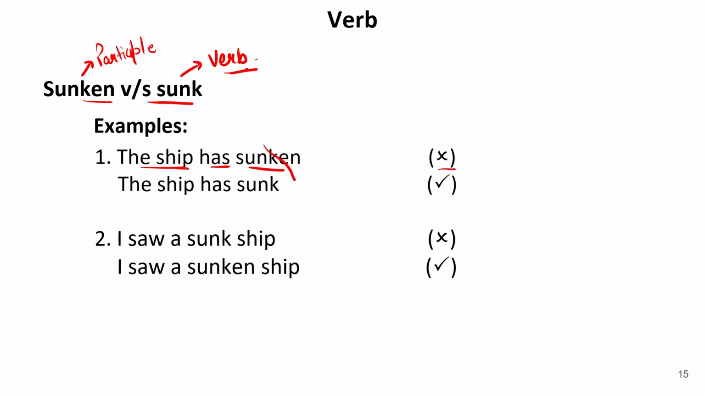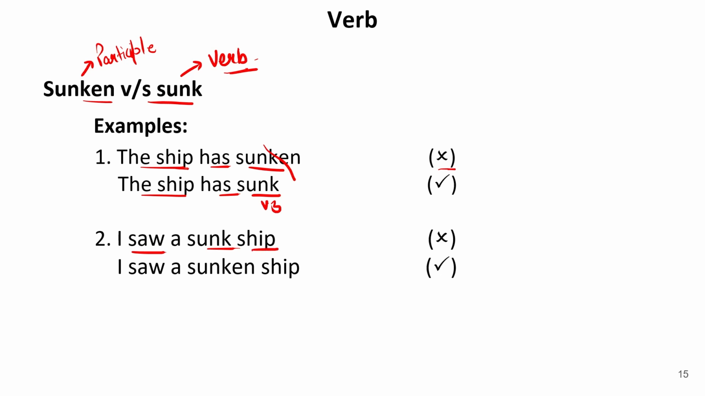Why so? Because the ship has just gone into the water. It means something bad happened to that ship, that it is just going into the water. So it has sunk, not sunken. Sunken is used as a participle, which qualifies a noun. We do not have a noun over here. We are not stating the quality of that particular thing. In fact, we say the ship has sunk. So this is the verb third form, and the sentence is correct.